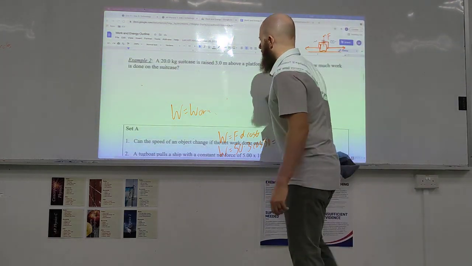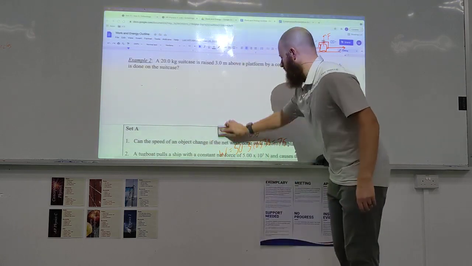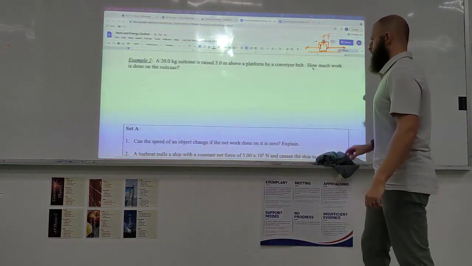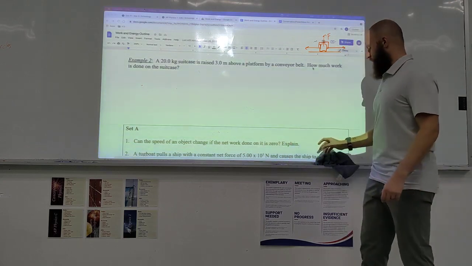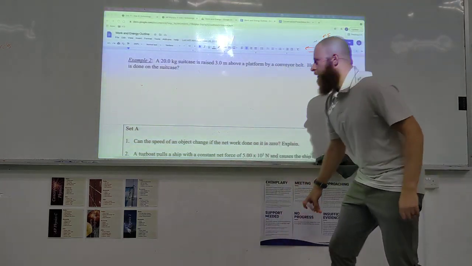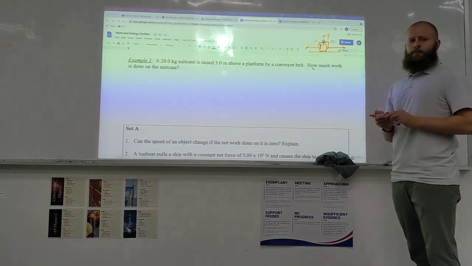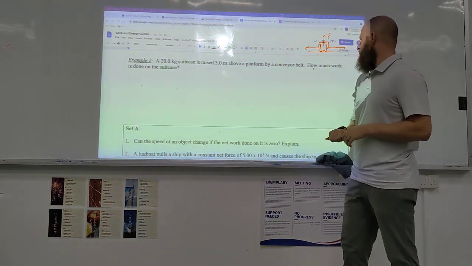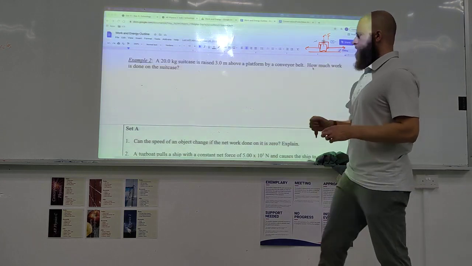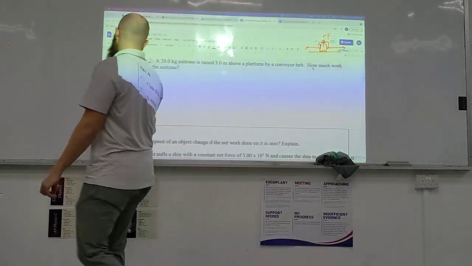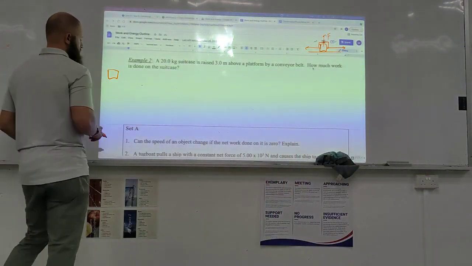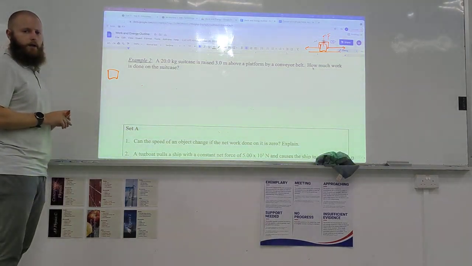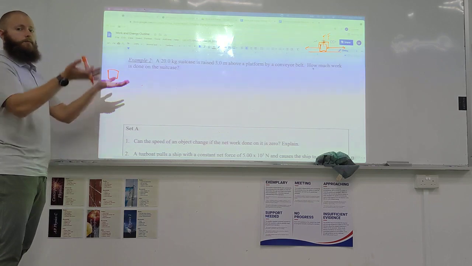Okay, so we have a 20 kg suitcase raised 3 meters above a platform by a conveyor belt. How much work is done on the suitcase? So in this case, we're only concerned about going up, okay? So let's draw a little free body diagram here. What are the two forces acting on this suitcase as it's being moved up?